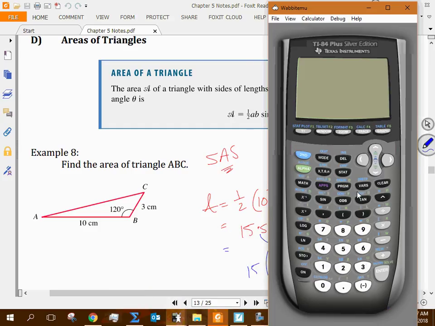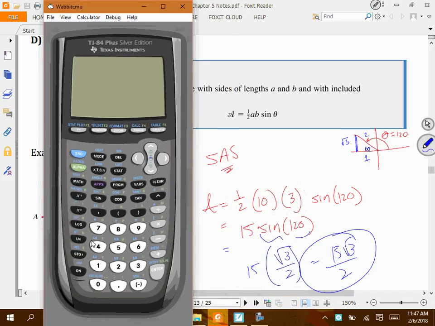Okay, so let's see how that exact answer plays out decimal wise. If I just take 0.5 times 10 times 3 times sine of 120. Make sure I'm in the right mode. I'm in degrees. Hit enter. That's what I get decimal wise, and obviously we'll have to round that.